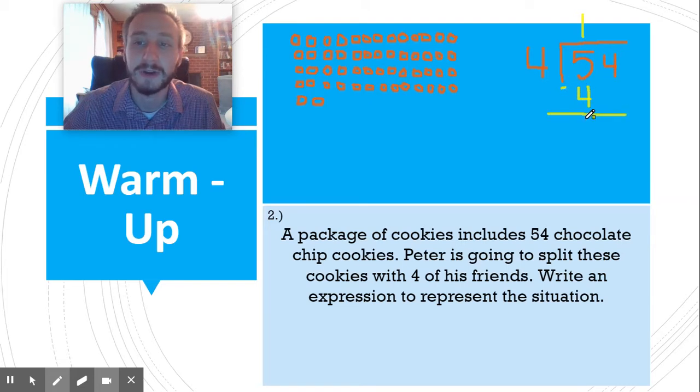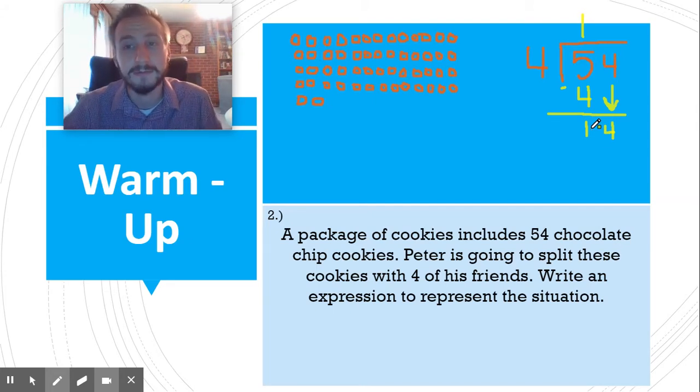5 minus 4 gives you 1. Then you bring down your 4. How many times does 4 go into 14 evenly? As close as we can get. Well, 4 times 1 is 4. 4 times 2 is 8. 4 times 3 is 12. And 4 times 4 is 16. So 4 times 4 is too much. We don't want to go over 14.